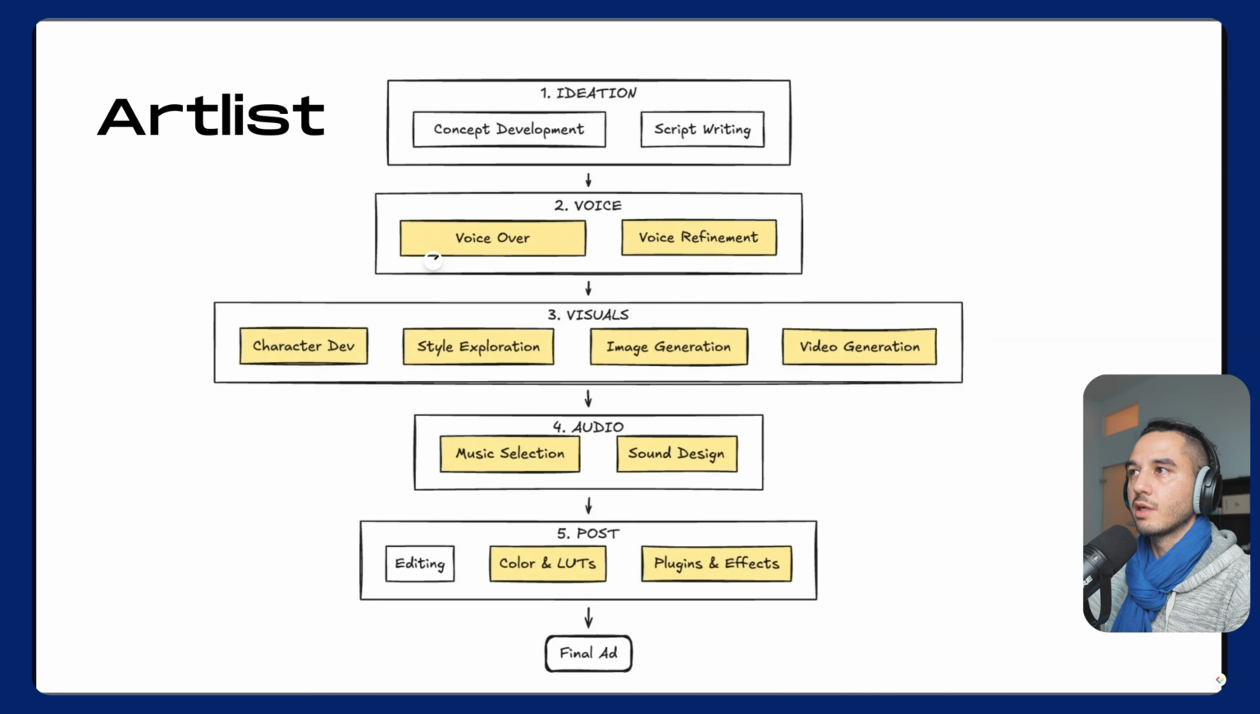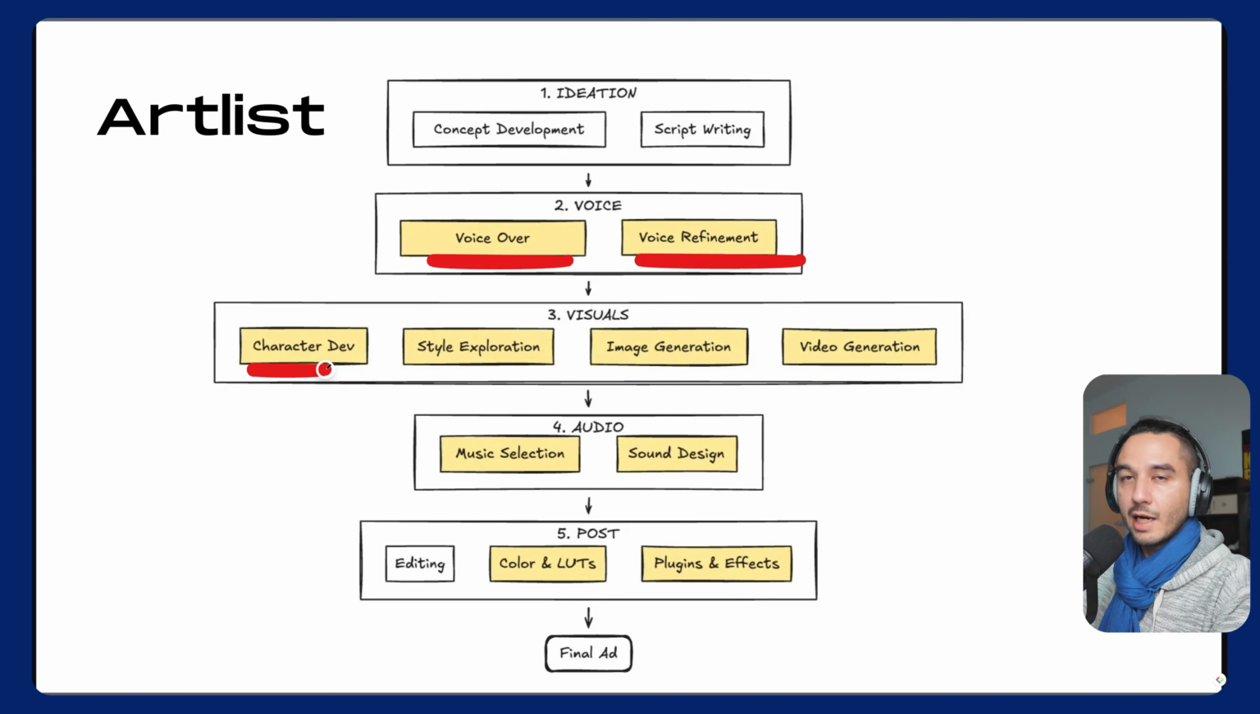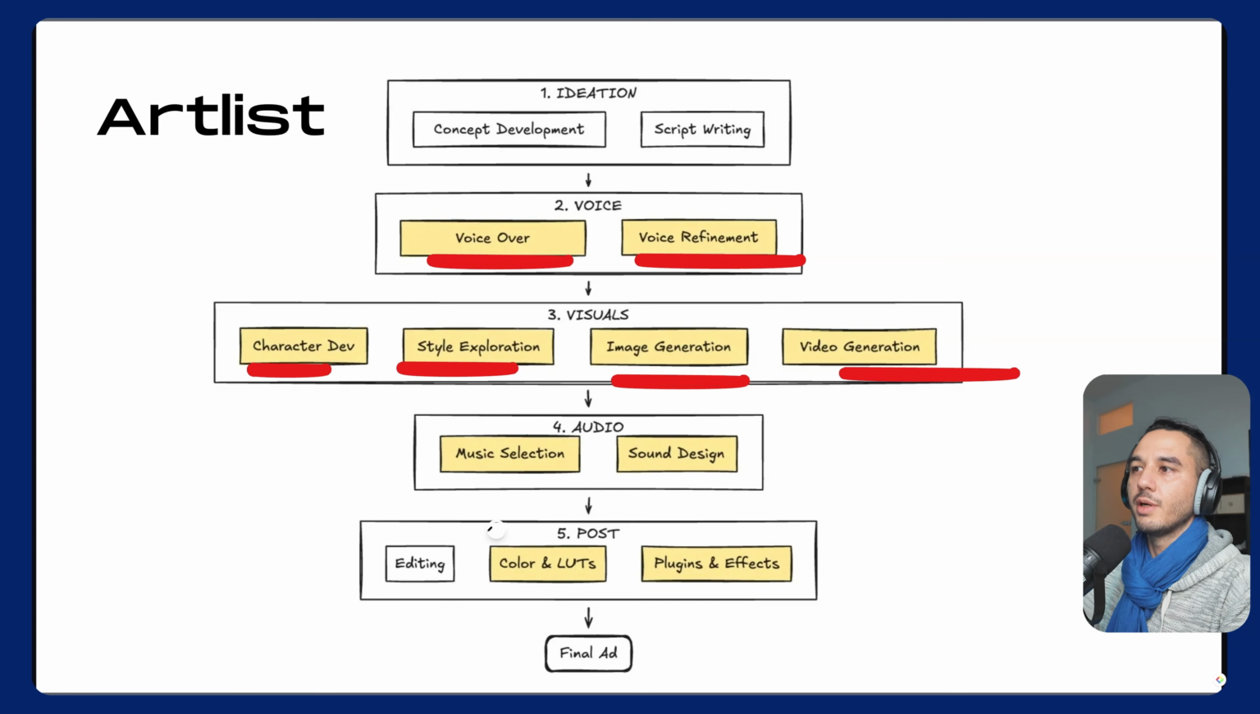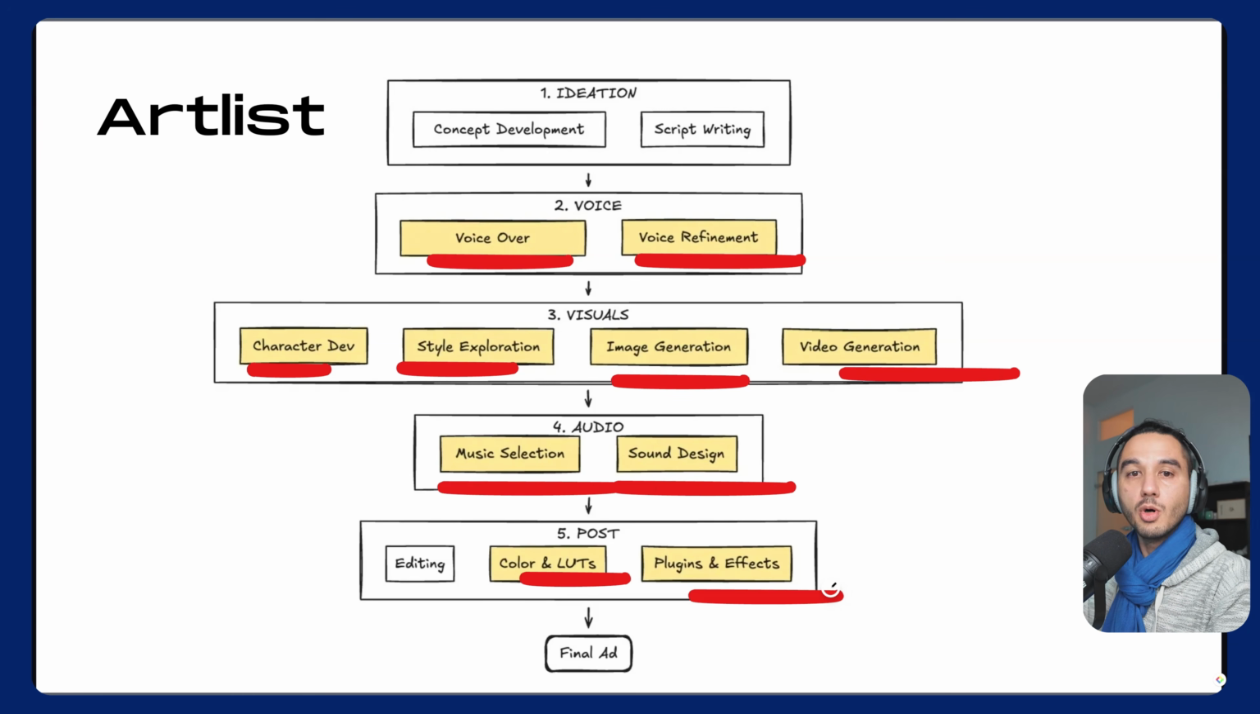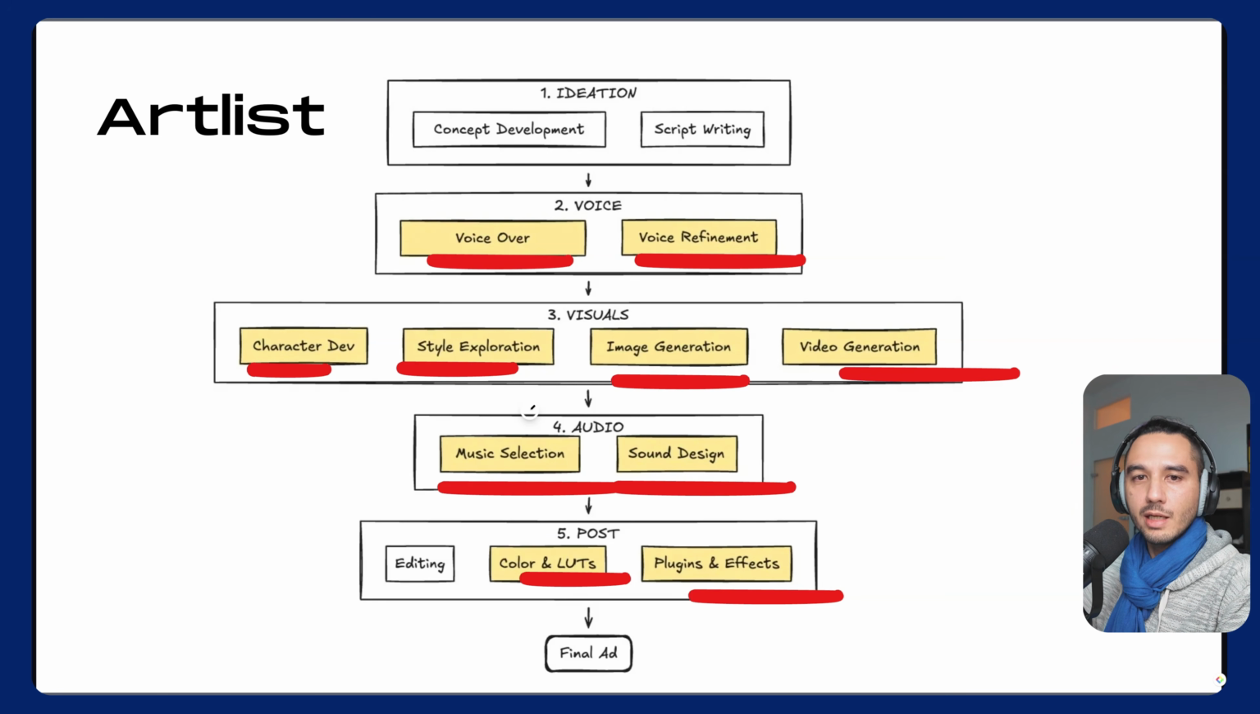Again, I was using it for voiceover, voice refinement, and a little bit of character development. Though I have to say in my workflow, I've used more Google Flow. And also you can use it for style exploration, image generation, video generation, music, sound, color, LUT effects. Literally almost everything. And when they are launching their studio, you can probably do more with it. That's great to have it all in one platform.